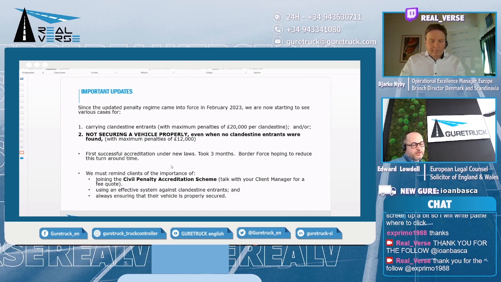the system you have in place, that being security checklists, written instructions, the register of security devices, and your training certificate. And the fifth thing is the monitoring. So you'll get the other 50% discount from using your effective system. So being accredited and applying the system is the only way to ensure that you can avoid these clandestine entrant penalties. And secondly, I would advise clients of the importance of always ensuring your vehicle is properly secured. This way you can avoid these new penalties of up to £12,000.